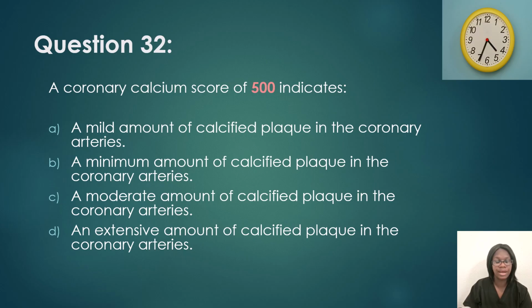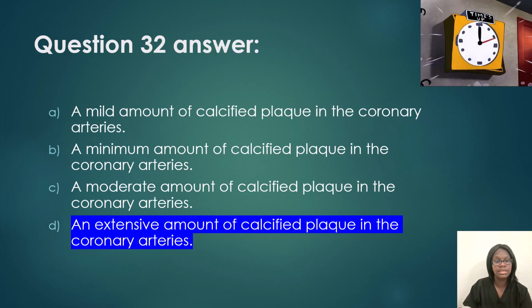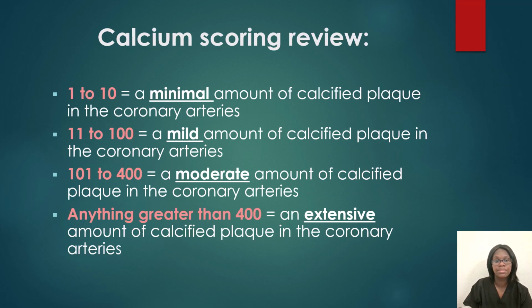All right, the correct answer is D, an extensive amount of calcified plaque in the coronary arteries. All right, so let's review our calcium scoring for CT.